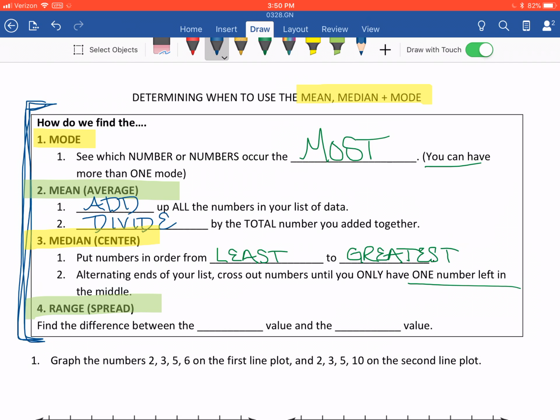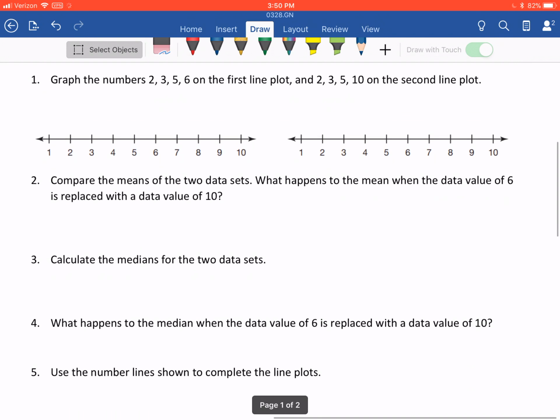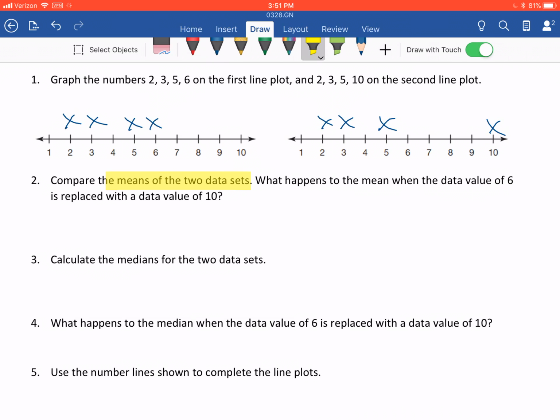So diving into our notes for this evening, we need to graph numbers 2, 3, 5, and 6 on the first line plot and 2, 3, 5, and 10 on the second line plot. So I'm going to go ahead and do it, and you can do it. 2, 3, 5, 6. On the next one, 2, 3, 5, and 10. We need to compare the means of the two data sets. So first I need to calculate the means of the first two data sets.